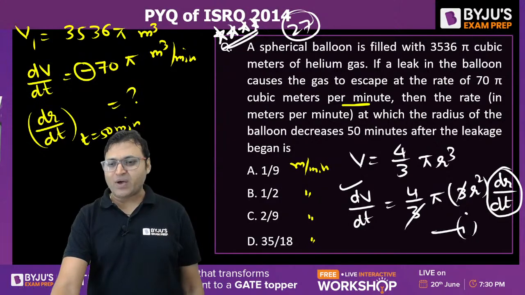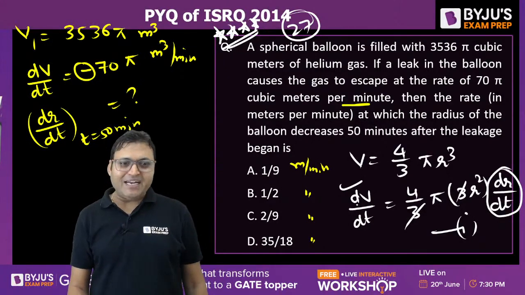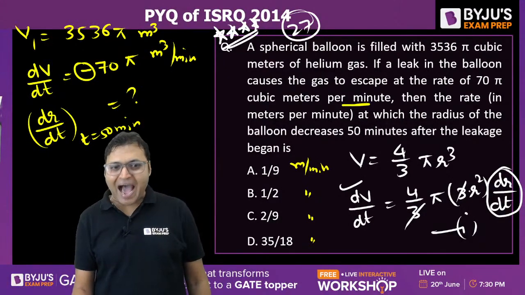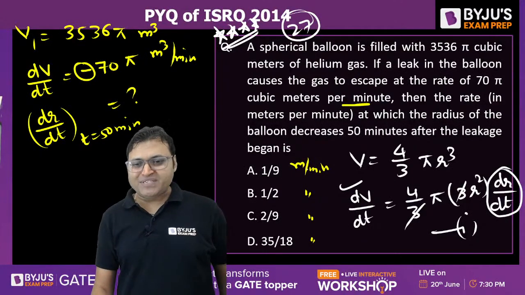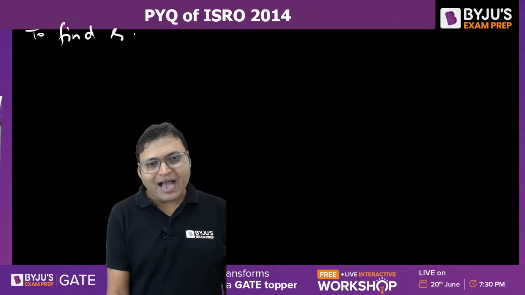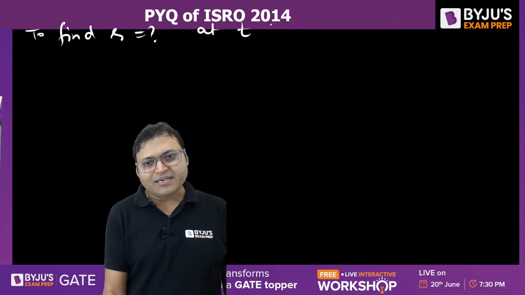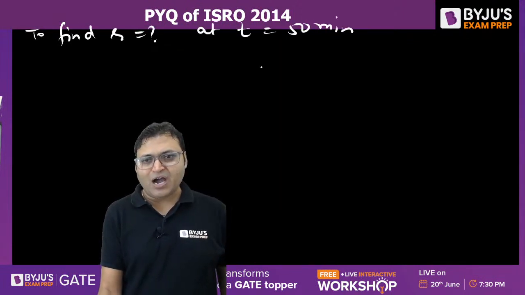So 4 pi r square into dr by dt. dV by dt is known to us if we can find out r at t is equal to 50 minutes. Our objective is to find out r at t is equal to 50 minutes. So how to do that?